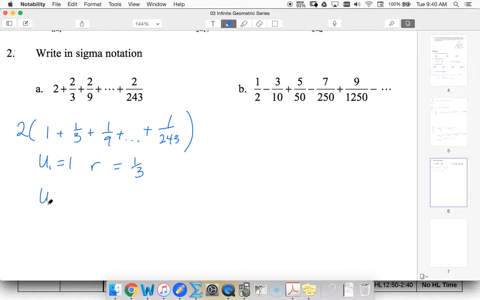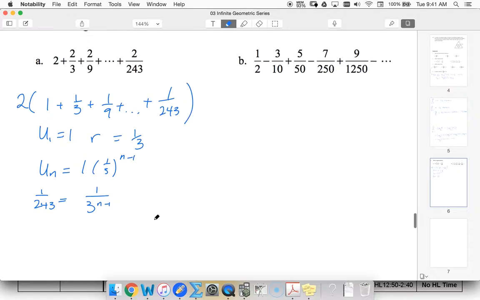So I know that my nth term is going to be given by 1 times 1/3 to the n minus 1 power. I also know that my nth term is 1 over 243, and I want to figure that out because I've got a fixed sum, a sum stopping point. So I'm going to say 1 over 243 equals 1 over 3 to the n minus 1, because of course 1 to the n minus 1 is just 1. So 3 to the n minus 1 equals 243.